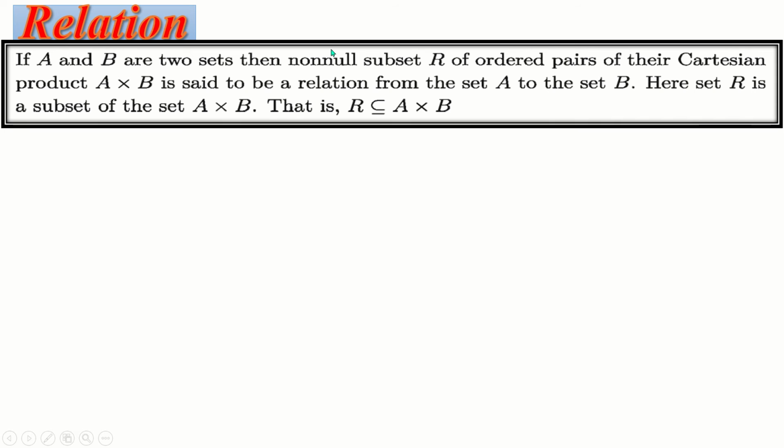If A and B are two sets, then a non-null or non-empty subset of the ordered pairs of their Cartesian product A × B is said to be a relation from the set A to the set B. Here set R is a subset of the set A × B. That means a relation is a subset of the Cartesian product from set A into set B.